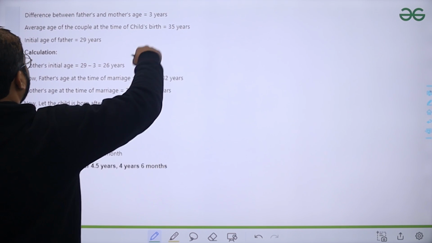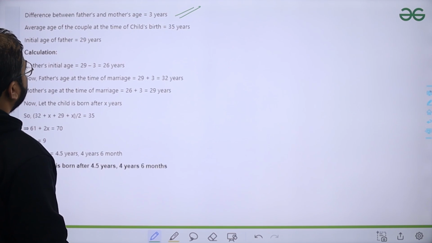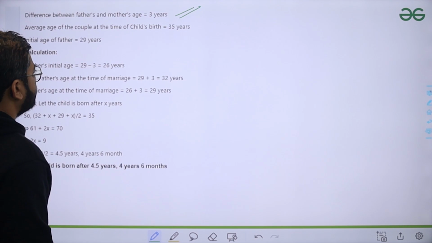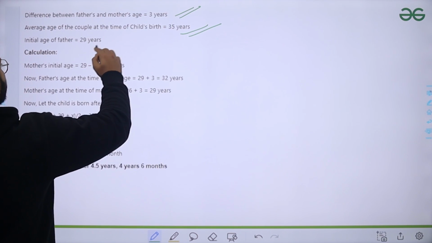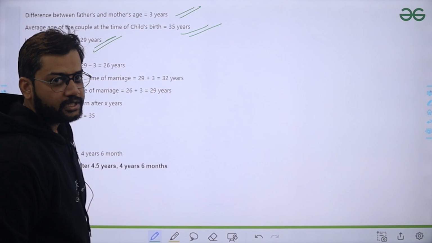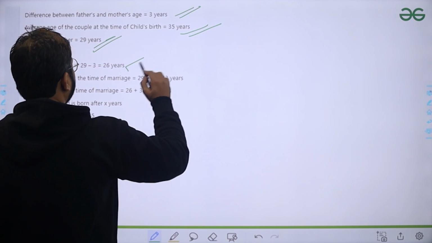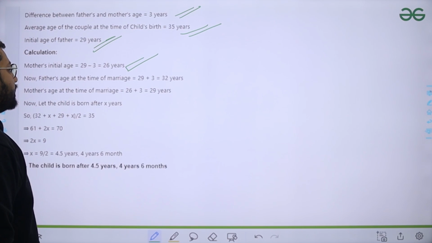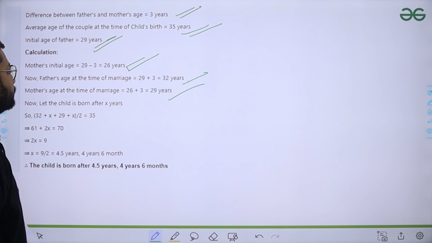देखो डिफरेंस दे रखा है, फादर और मदर का 3 इयर्स का दे रखा है. ठीक है, एंड द एवरेज एज ऑफ द कपल जब चाइल्ड बॉर्न होता है तो 35 ईयर्स है. इनिशियल एज फादर की दे रखी है 29 ईयर्स. सो मदर की इनिशियल एज क्या होगी, क्योंकि फादर और मदर के बीच में 3 साल का गैप है. सो फादर एज इज इक्वल टू 29, सो मदर एज विल बी 26. फादर एज एट द टाइम ऑफ अ मैरिज कितना हो जाएगा, 32, एंड मदर की एज 29 हो जाएगी.